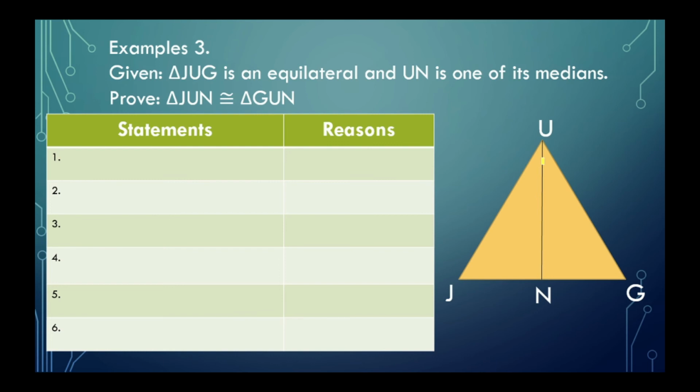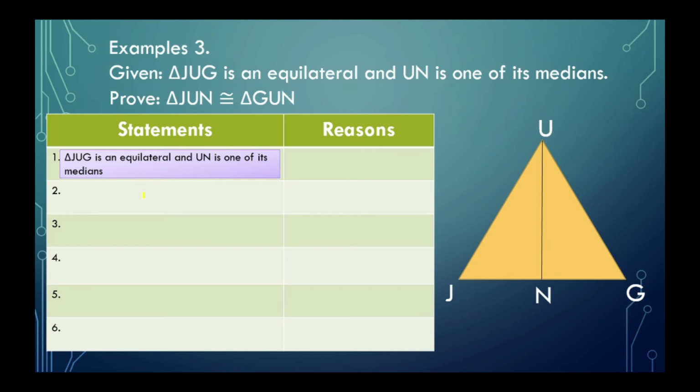Prove that triangle JUN, itong kalahati, ay congruent sa GUN, yung kalahati sa kabilang side. So, ano nga uli ang ilalagay sa statement number 1? Ayan. So, sa statement number 1, pinag-isa na natin yung given, no? Triangle JUG is an equilateral. Then, UN is one of its median.